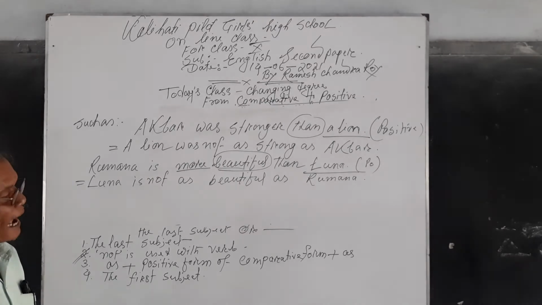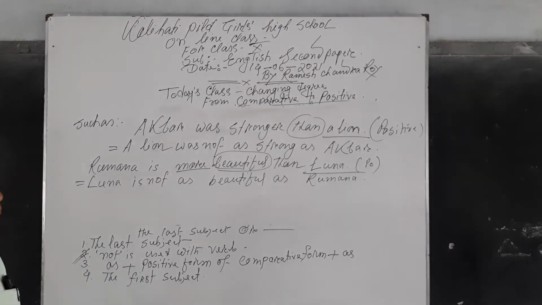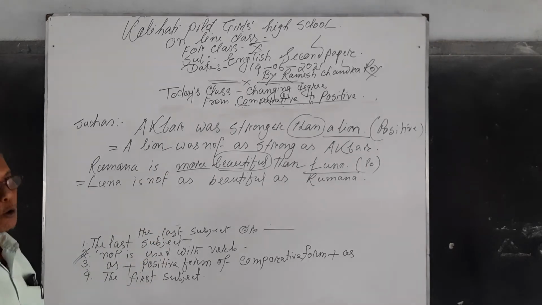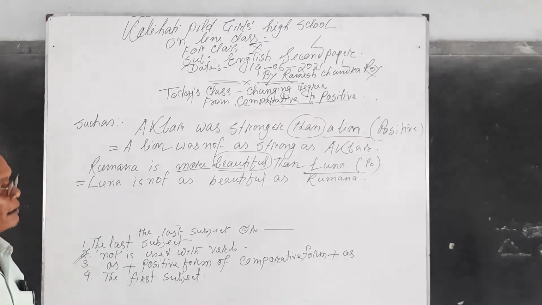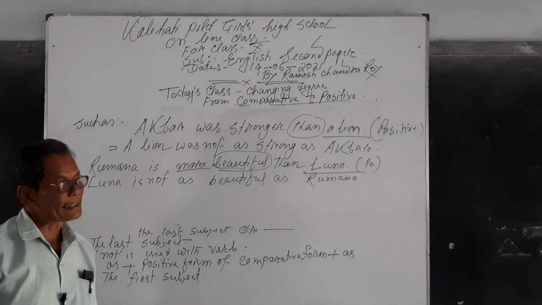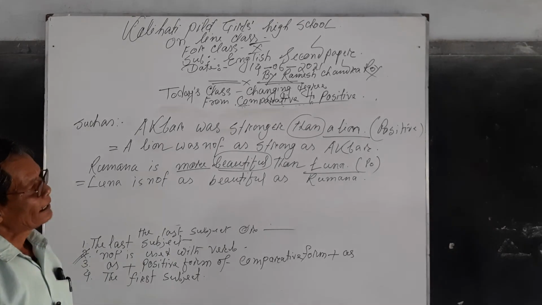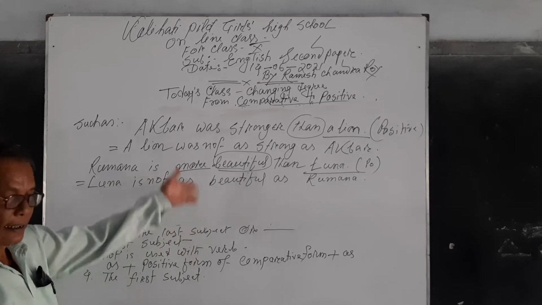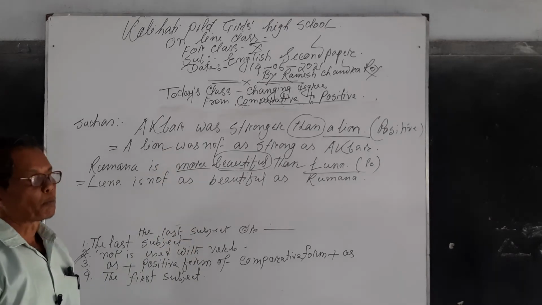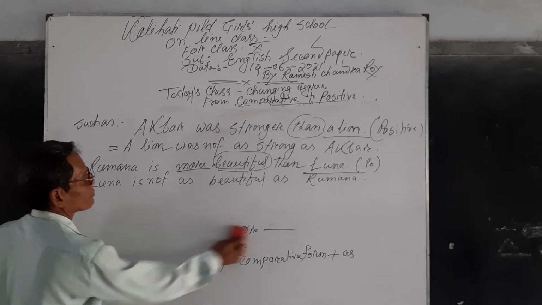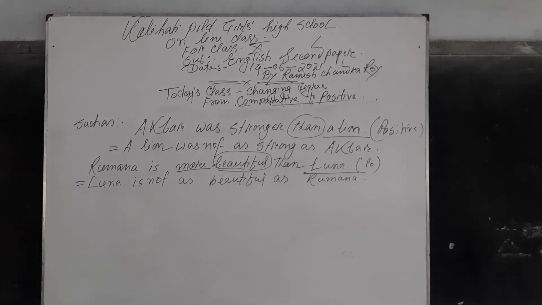My dear student, I hope that you can understand what I have written on the blackboard. My dear students, not only class 10 but also class 7, class 8, class 9 can gain knowledge from my change of sense from comparative to positive form. Okay? Now, we are going to complete the 2-number rule.